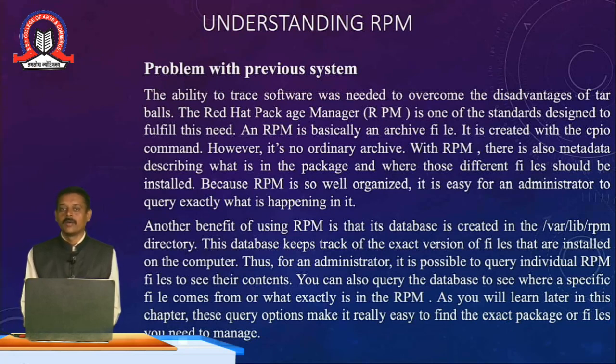So if I am installing a DHCP package with version i586, and I try to reinstall the software or update it to the latest version, I can do that with the help of RPM, and RPM keeps track of each and every version of that particular software.